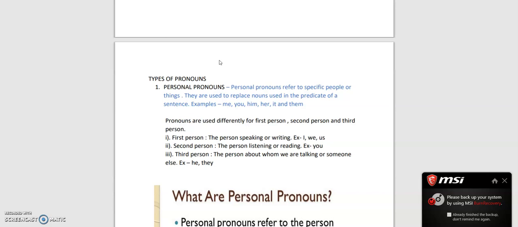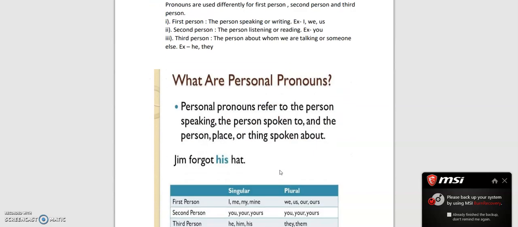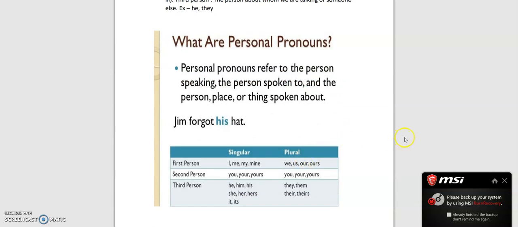Now, we use the different pronouns differently. Now, have a look here. Personal pronouns refer to the person speaking, the person spoken to, and the person, place, or thing spoken about. So, the person speaking, first person; spoken to, second person; the person, place, or thing spoken about, this is the third person. Jim forgot his hat. So, his is a pronoun which is used for Jim.